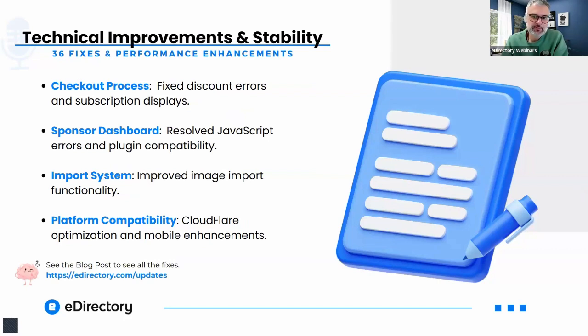And for technical improvements, we went for stability as the foundation of this new release. We have implemented 36 fixes, addressing everything from checkout errors to mobile app functionality. JavaScript errors are eliminated so far. Image imports work flawlessly now, so you can import listings and images as well. And Cloudflare compatibility is optimized, which is the content network provider that we use here at eDirectory. That is to ensure that your directory website runs smoother, faster, and more reliably than ever.